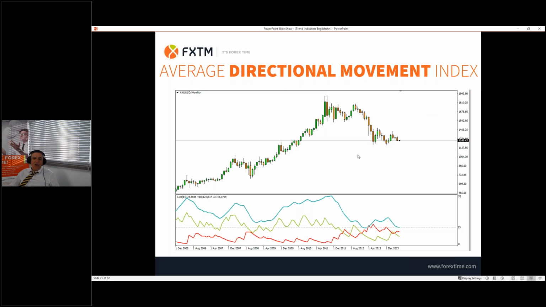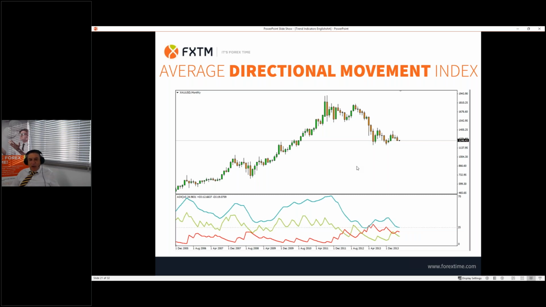All right. So this is how ADX works. The default period is 14. This is the default period that Mr. Wilder preferred.